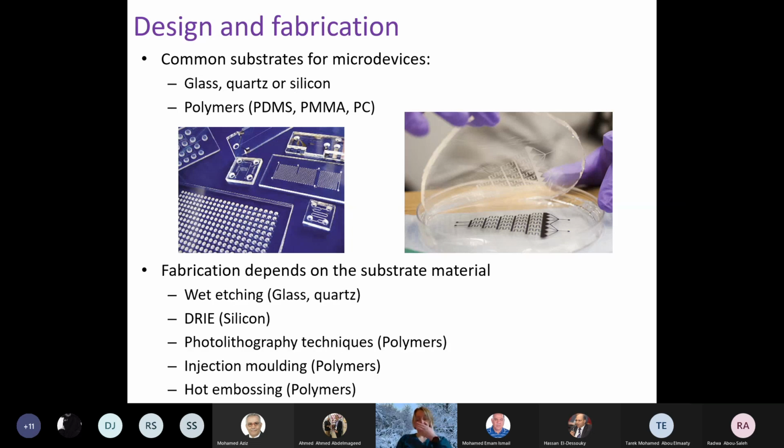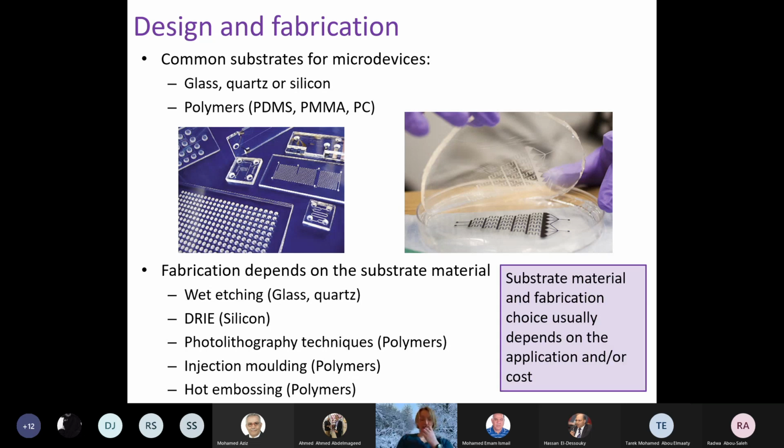The way you fabricate depends on the material substrate. So if it's a hard material like glass or silicon, you tend to do wet etching or deep reactive ion etching. And then photolithography, injection molding, and hot embossing tend to be for polymers. These are actually much easier techniques than wet etching or reactive ion etching. And the substrate material and fabrication choice depends on the application and or the cost.